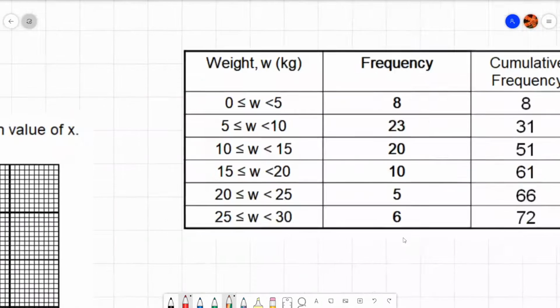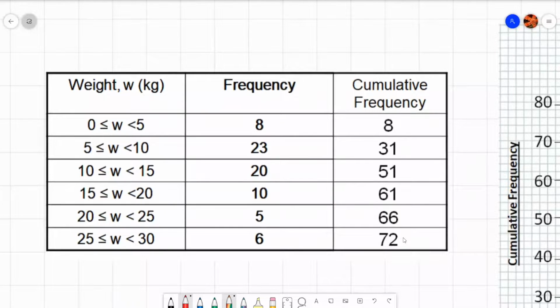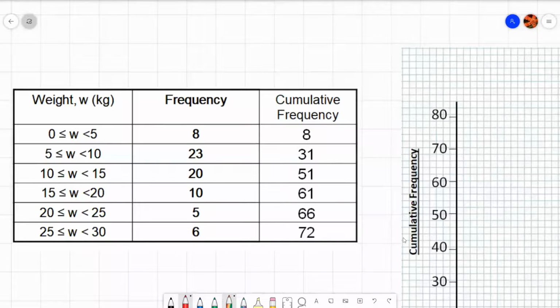So I have a table here, and it says weight, frequency, and the cumulative frequency here is given to us. For other previous examples, we looked at working out the cumulative frequency for ourselves. Weight here could be people, it could be pets, it could be anything. So we've got weight here in kilograms, between 0 to 5 kilograms.